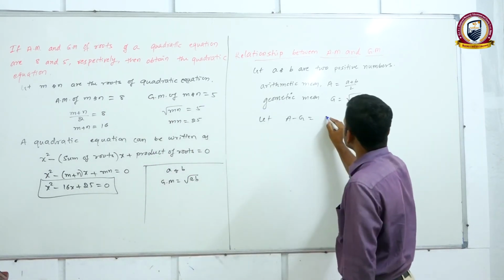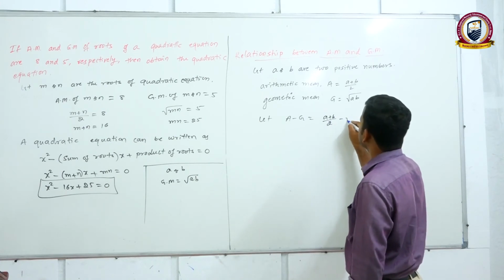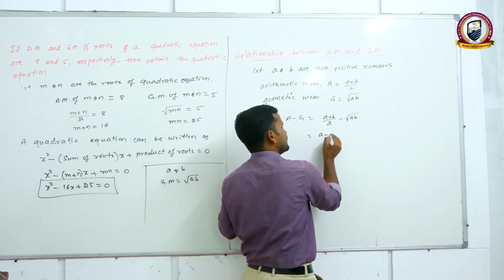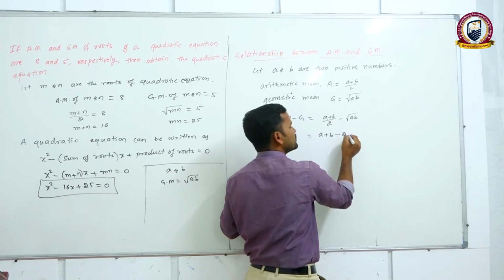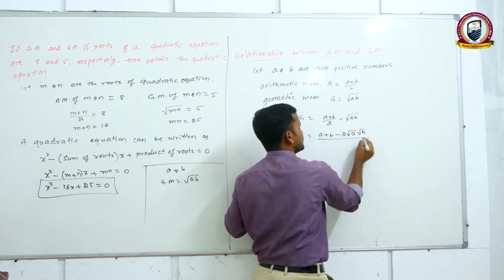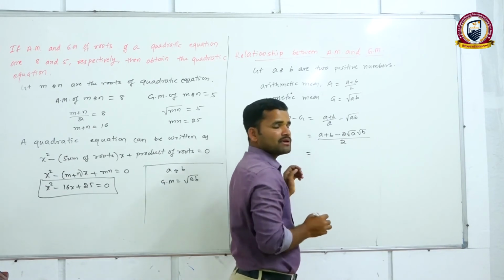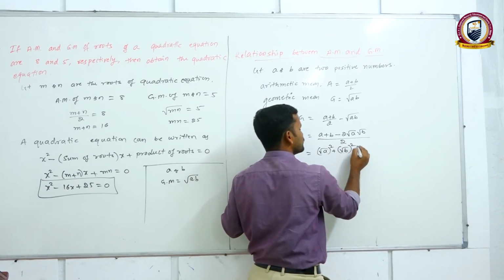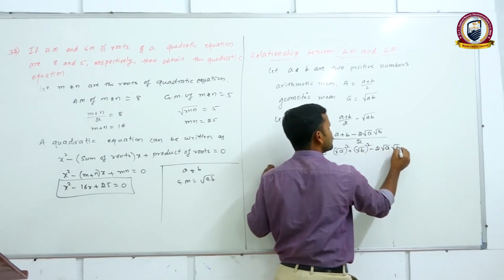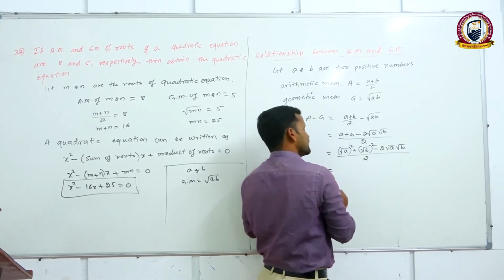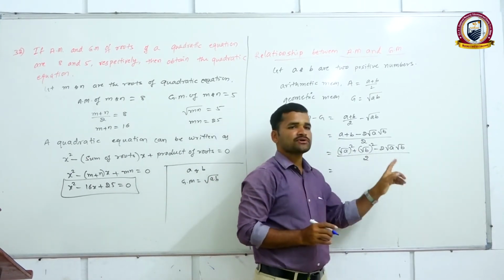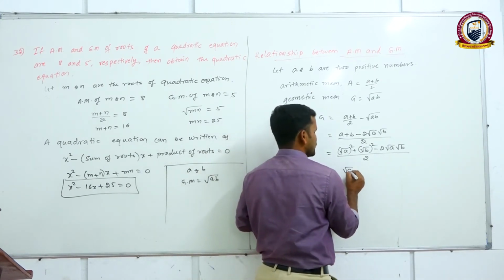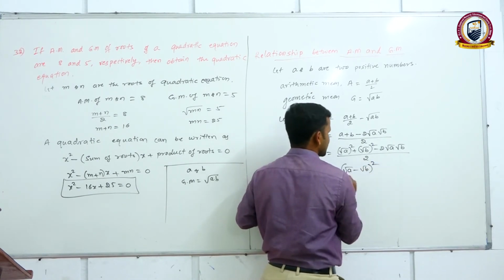A minus G is equal to A plus B by 2 minus root AB. This can be written as A plus B minus 2 into root A into root B divided by 2. This A can be written as root A whole square plus B can be written as root B whole square minus 2 times root A into root B whole divided by 2. It is like A square plus B square minus 2AB, which is nothing but A minus B whole square. Root A minus root B whole square divided by 2.